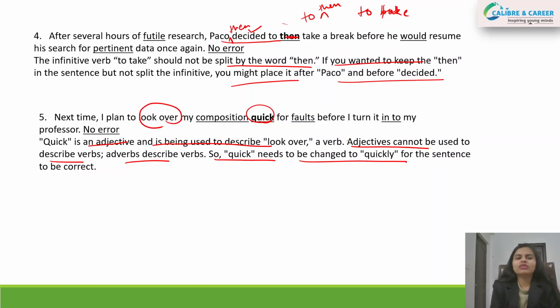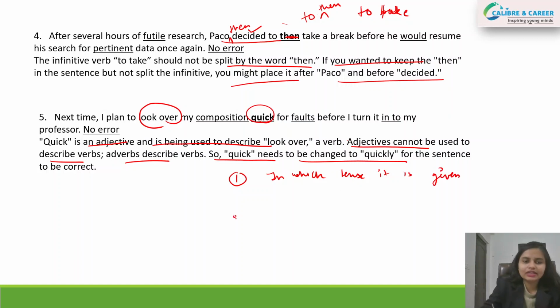So I hope you must have understood three things by now. Number one thing: when you have been given a sentence and you know the rule of tense that will be used here, first you should find in which tense it is given. And the second thing is you should see if the correct auxiliary verbs are used or not.